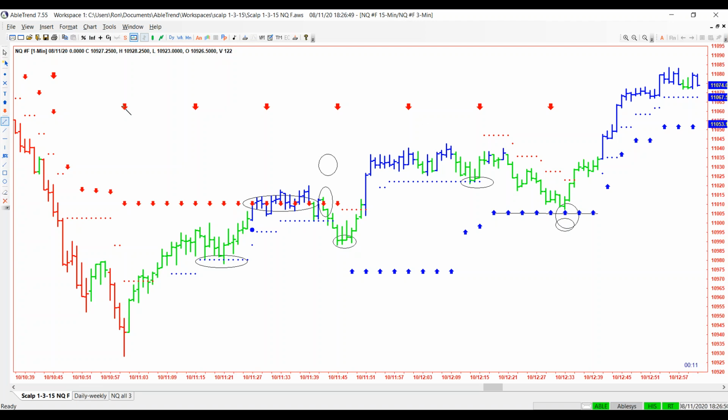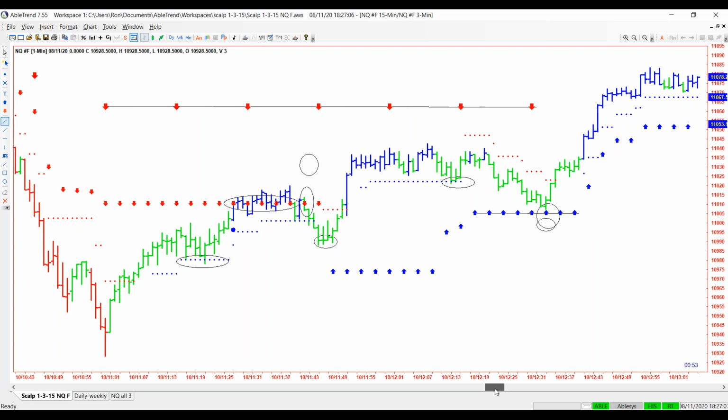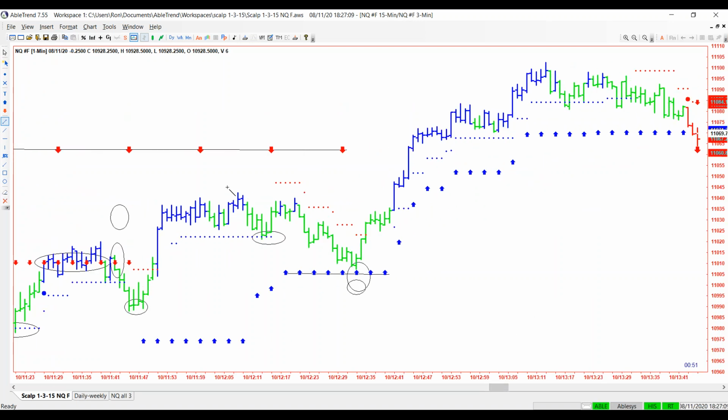If you could ever get a 15-minute support, if it ever hit here, oh my, that's going to be a really low risk trade. They bounce off of those big arrows like crazy, and they bounce off the 3 minutes too. Those are great places to get short. Okay, and if you did right here, look at how good that trade would have been. I mean, you'd be shorting it here at 11,005.